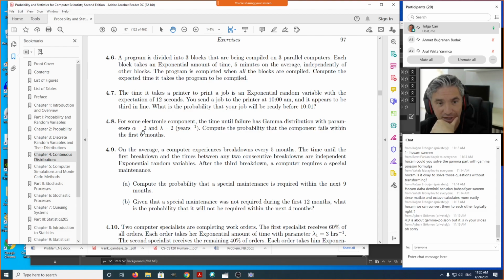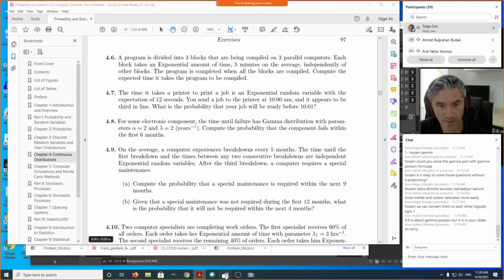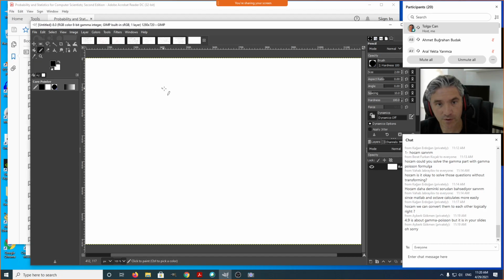So we have alpha equal to 2 and lambda equal to 2. Compute the probability that the component fails within the first 6 months. Here in the gamma Poisson formula, let me just copy it, because I'm going to do some writing on it. Let me copy it here.